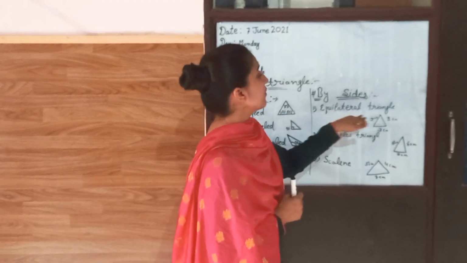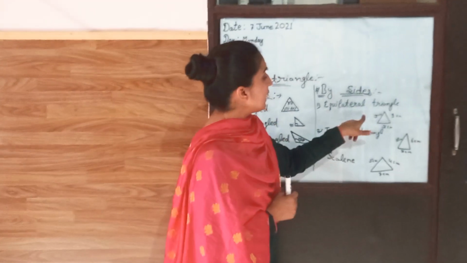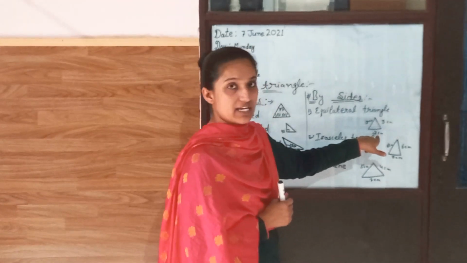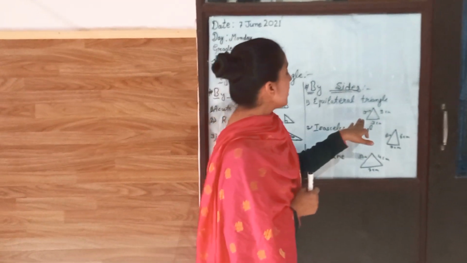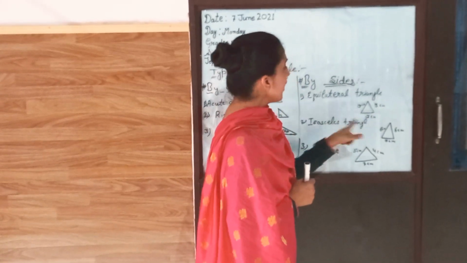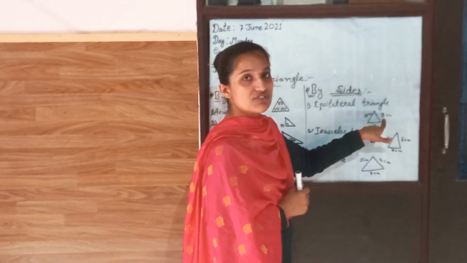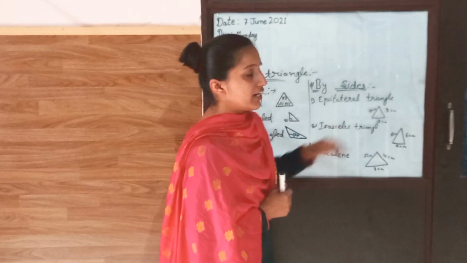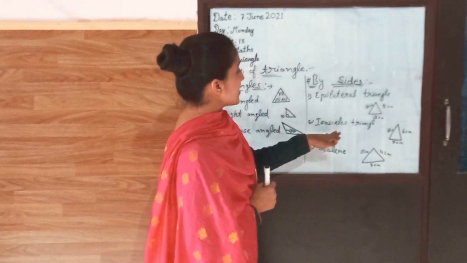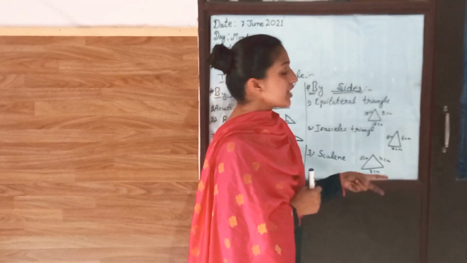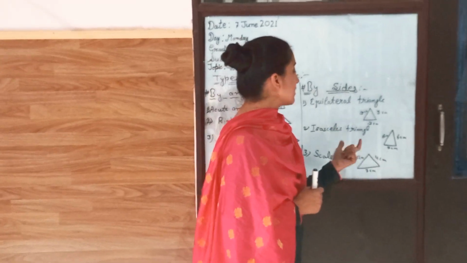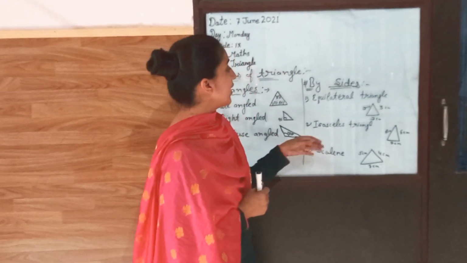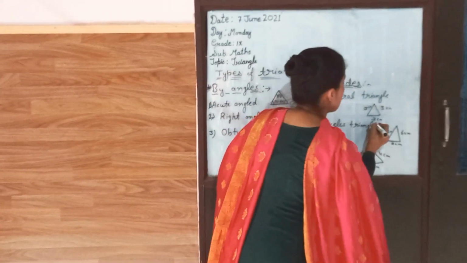Equilateral triangle means the length of each side is the same, equal. Here I have drawn a triangle in which each side length is 3 cm. So it is called an equilateral triangle. Second is the isosceles triangle, which means any two sides have the same length. That type of triangle is called an isosceles triangle.